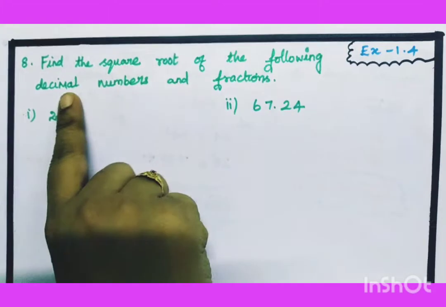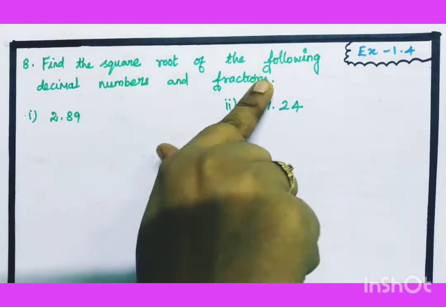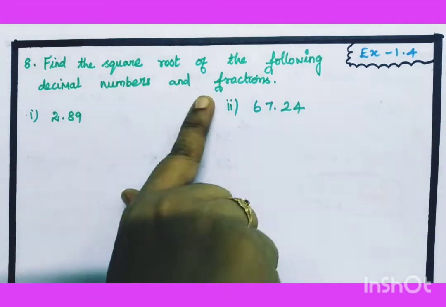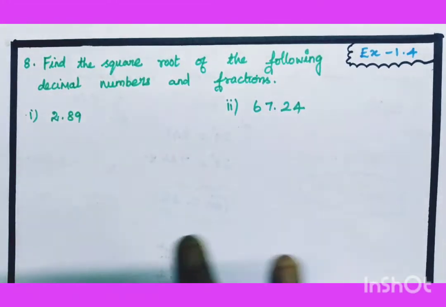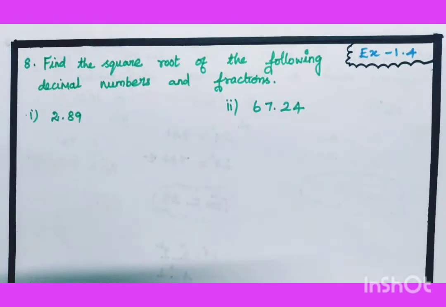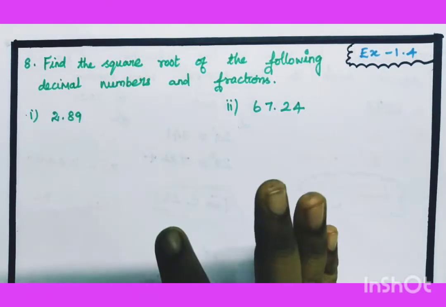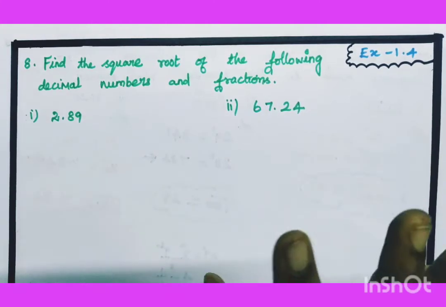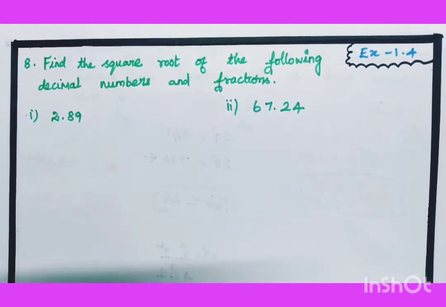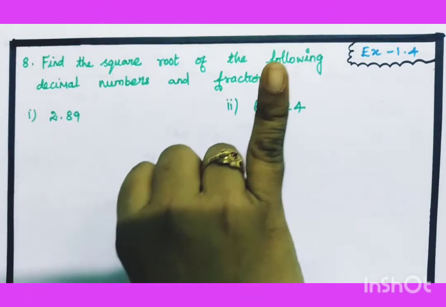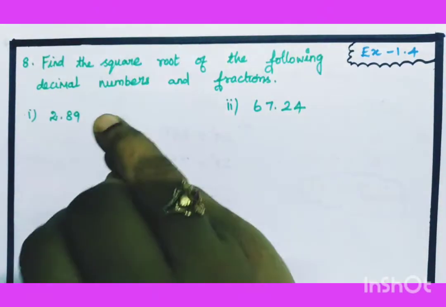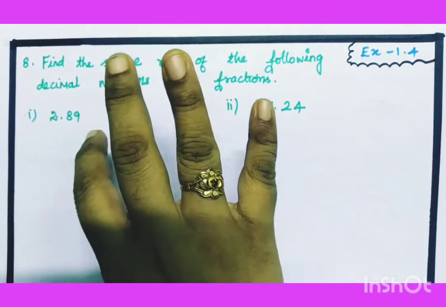Now the 8th question. Find the square root of the following decimal numbers and fractions. Here we have 5 questions. First 3 are decimal numbers, next 2 are fractions. We want to find out the square root, first with the numbers we found, next with the approximate square root we did.